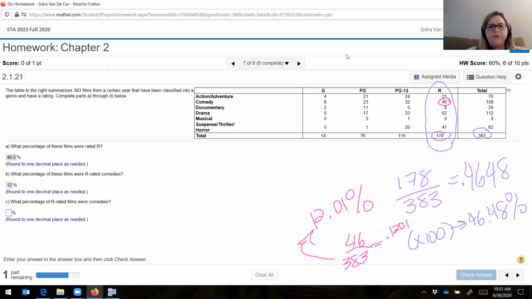Okay. What percentage of R-rated films were comedy? Now, notice that these were both what percentage of all films, but this is what percentage of R-rated films. So since this is the percentage of R-rated films, I want to choose the 178 as the total in the bottom. So we're going to go divided by 178. In the top, the comedies are 46, so 46 out of 178. Let's figure that out.